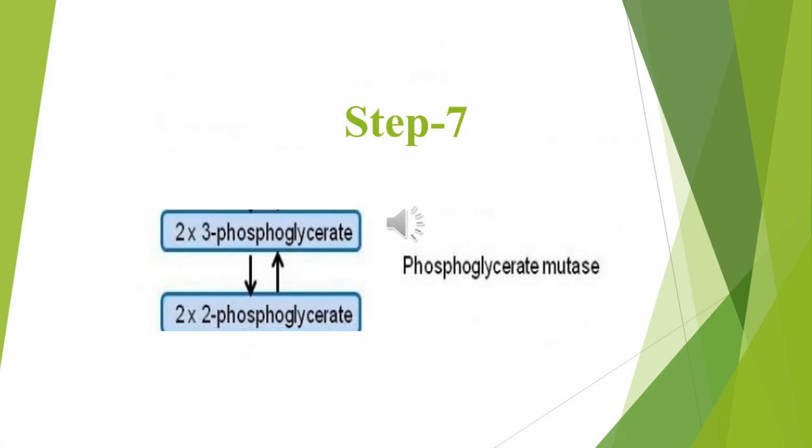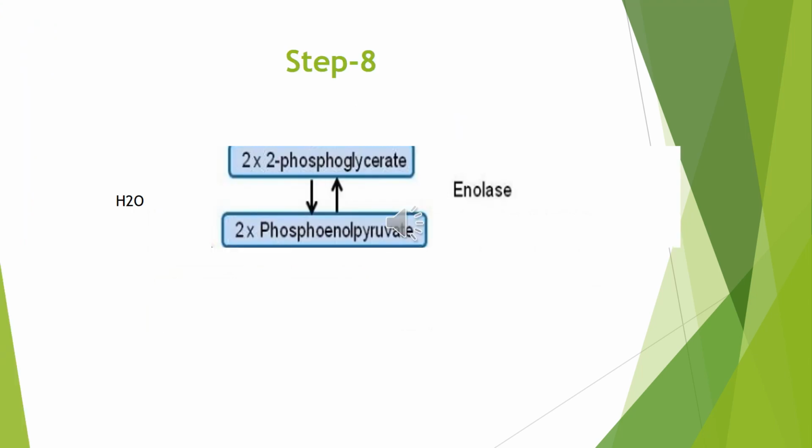Step 7. In the presence of the enzyme phosphoglyceromutase, 3-phosphoglyceric acid is converted into 2-phosphoglyceric acid. For this reaction, Mg++ acts as cofactor. Dehydration occurs in 2-phosphoglyceric acid by the enzyme enolase to form phosphoenol pyruvic acid. Mg++ is the cofactor for this reaction.